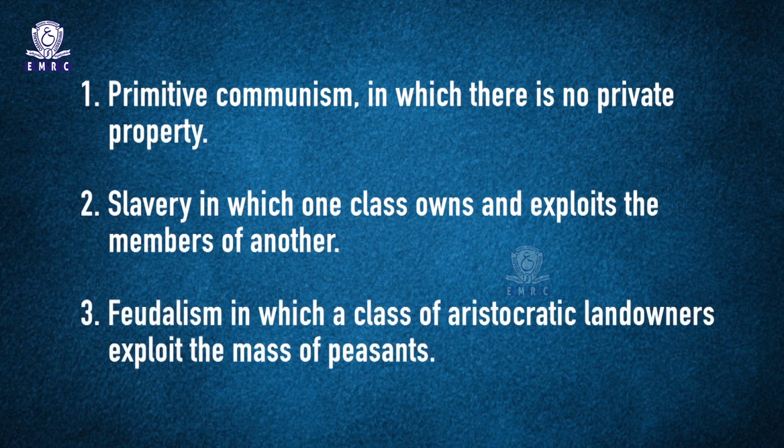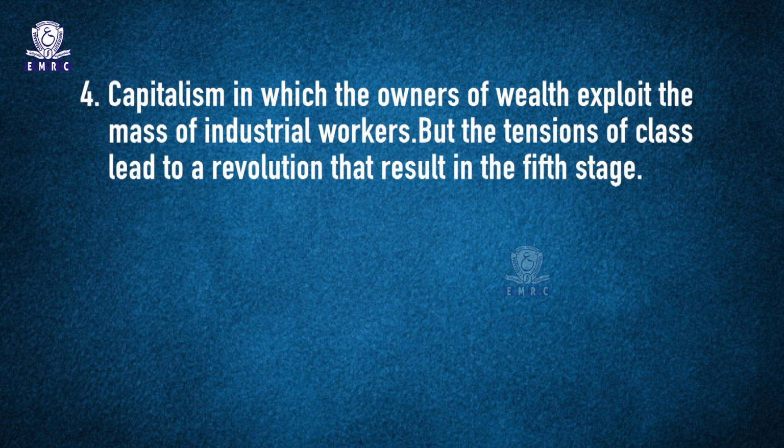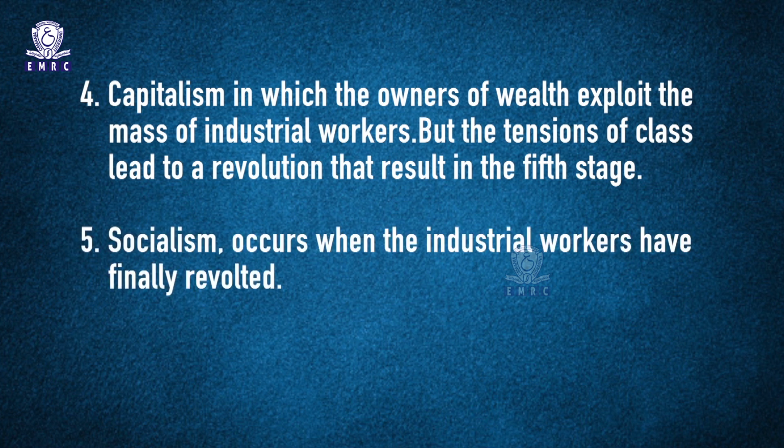The third is feudalism, in which a class of aristocratic landowners exploit the mass of peasants. The fourth is capitalism, in which the owners of wealth exploit the mass of industrial workers. But the tensions of class lead to a revolution that results in the fifth stage. The fifth stage is socialism, which occurs when the industrial workers have finally revolted.